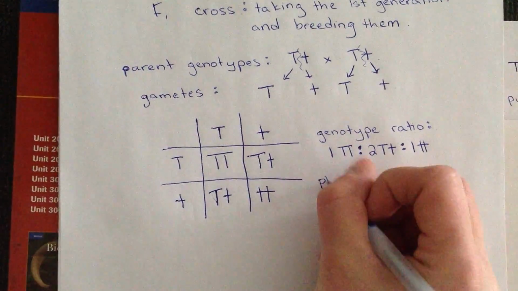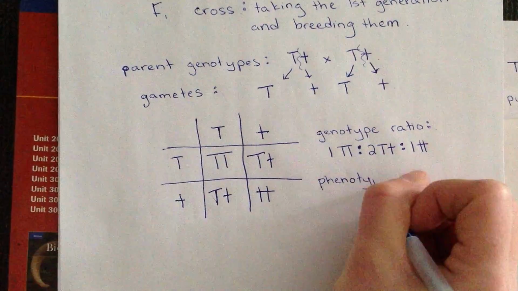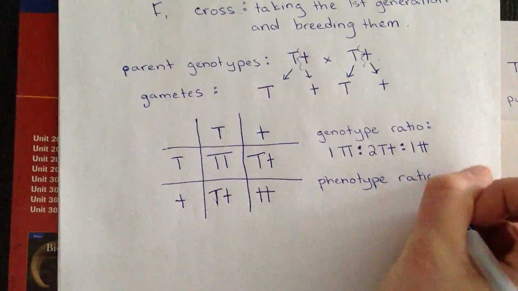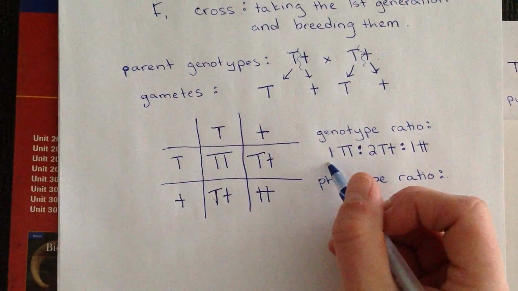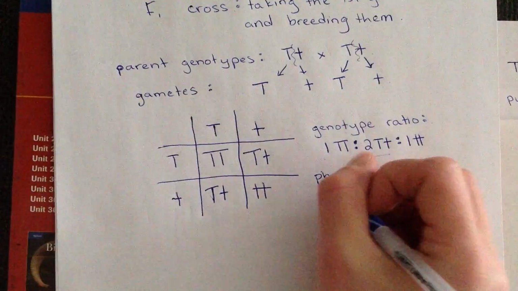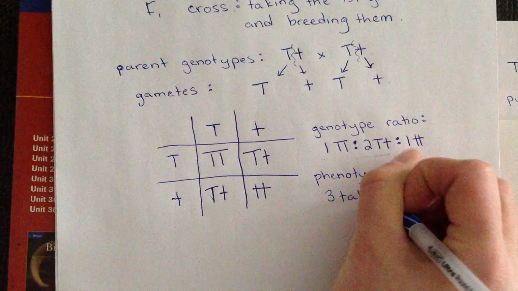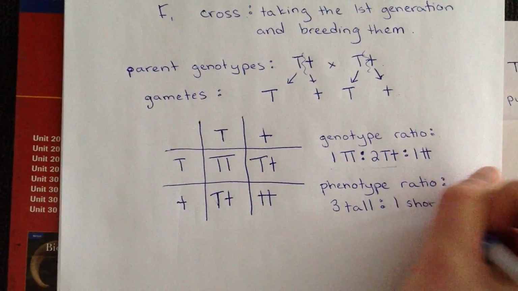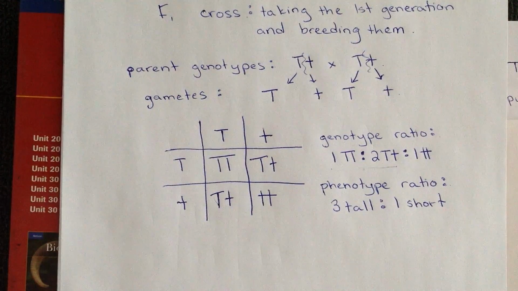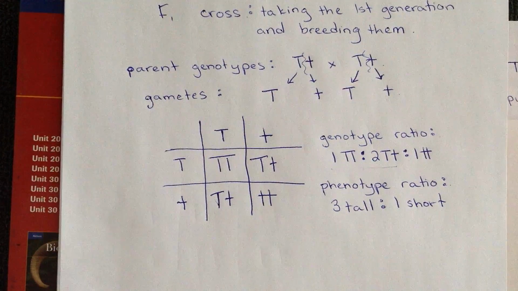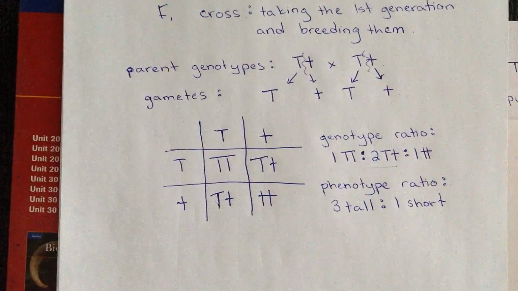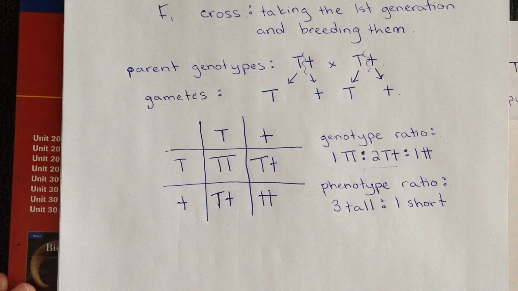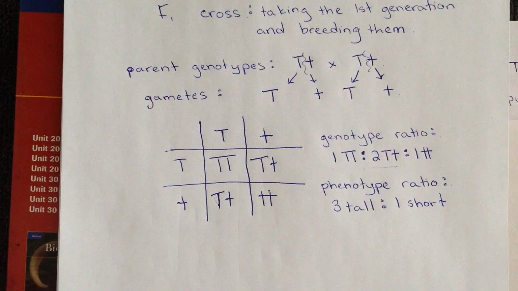But for our phenotype ratio, what's going to happen here? These 3 first express tall, so 3 tall plants will show up to 1 short plant. And that's how you would express the phenotype ratio in this case here. Okay? Sound good? All right.